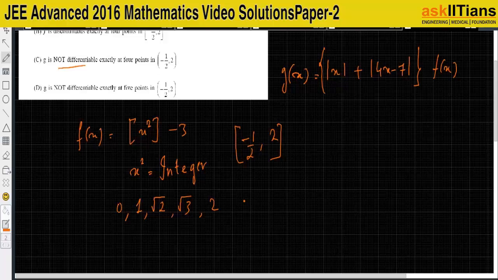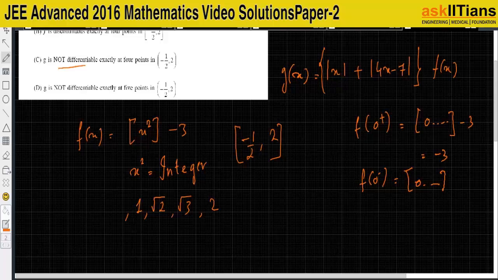At x equal to 0, this function will not be discontinuous, because 0 plus and 0 minus will be the same. Why? Because if I find f(0 plus), this will be 0.something, so I'll get 0.something minus 3, so I'll get minus 3. And f(0 minus) also I'll get as 0.something minus 3, so this will also be minus 3. So at 0 it is continuous, so this point will not come.